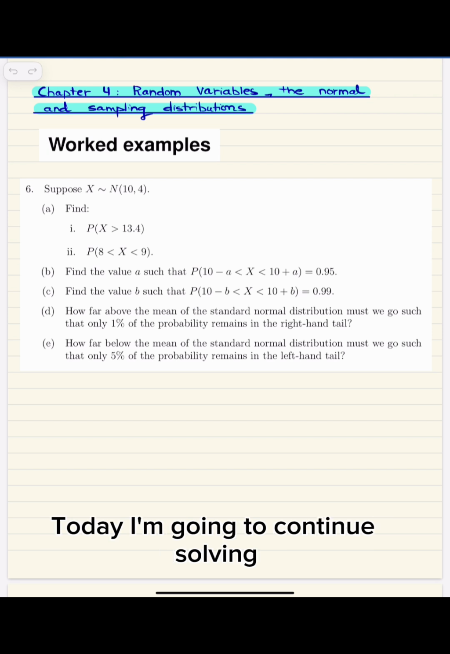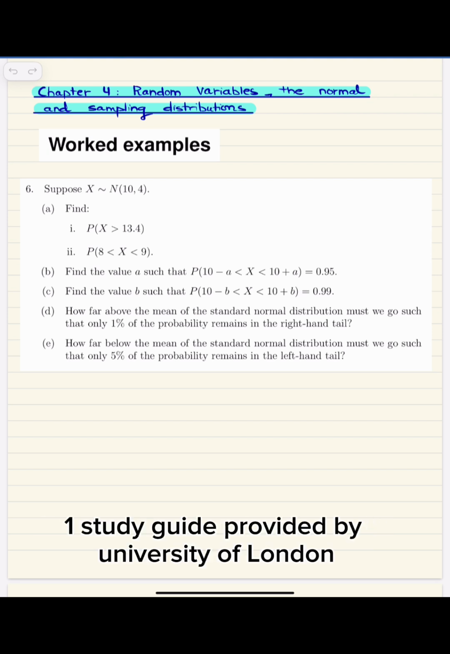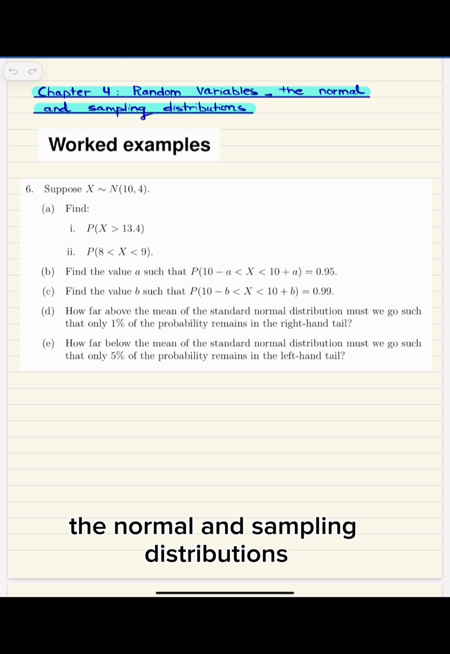Today I'm going to continue solving the worked examples given in the Statistics 1 study guide provided by University of London for their EMFSS courses. This is chapter 4 called Random Variables, the Normal and Sampling Distributions.